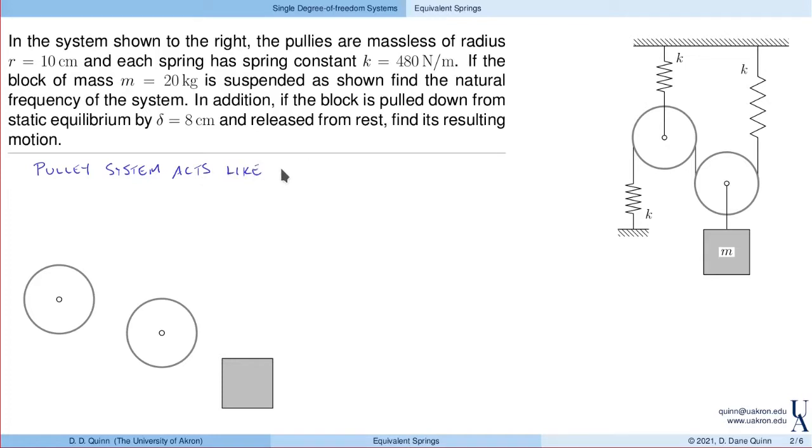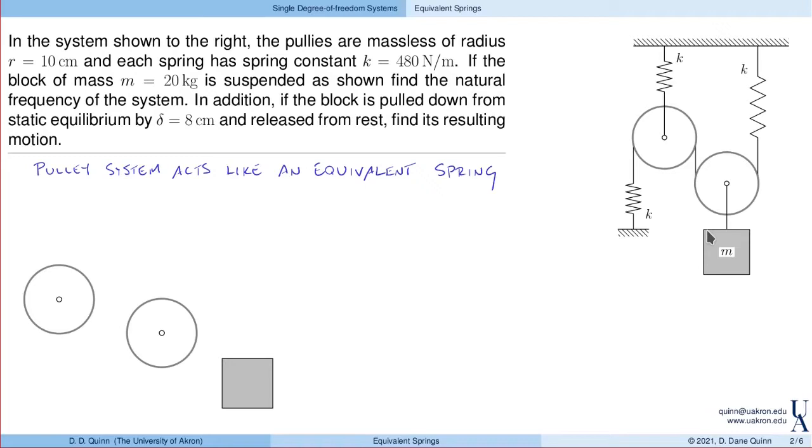So what we'll find is that we can replace this entire pulley system with a single spring that has a specific spring constant. The fact that these pulleys are massless is actually important. If, in fact, these pulleys did have mass, the degree of freedom of the system would be much larger. You can actually work it out.